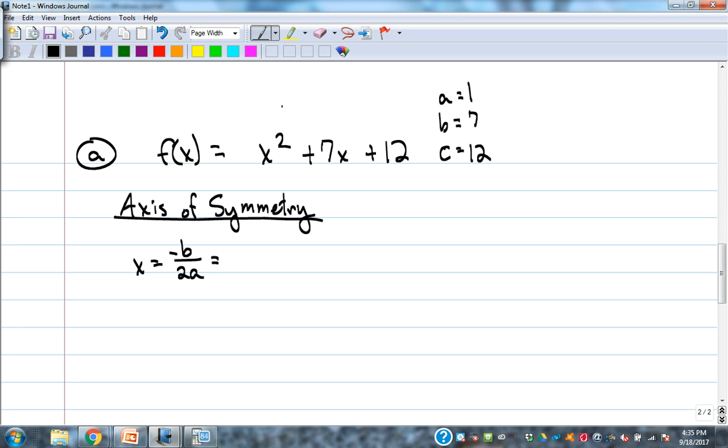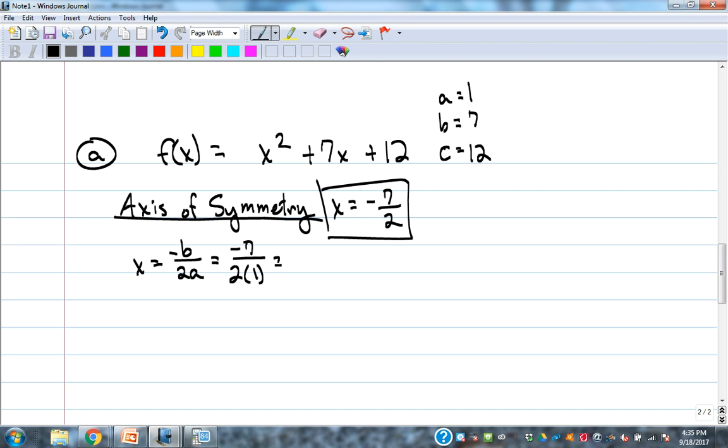So negative B. So if B is 7, negative B would be -7 over 2 times 1. So our axis of symmetry is X equals -7 over 2. That's the axis of symmetry. What that means is if we graph this thing, we should be able to draw a line at X equals -7 over 2 and fold that parabola perfectly in half.